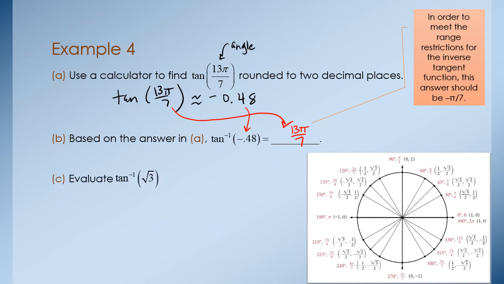So again, let's use the unit circle. It says to evaluate tangent inverse of root 3. So let's think about this for a second. We want to find out what angle produces a tangent of root 3.